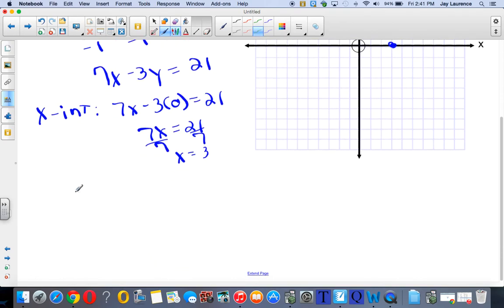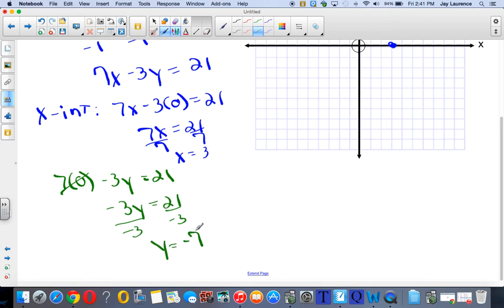Now I'll go looking for my y-intercept. So I'm going to have 7 times 0 minus 3y equals 21. Well, that's going to turn to 0. -3y is going to equal 21. I'll divide by -3, divide by -3, and y is going to equal -7. So my y-intercept is 0, -7. 1, 2, 3, 4, 5, 6, 7. Right there. I could draw the line if I want, but I'll go ahead and find the slope.